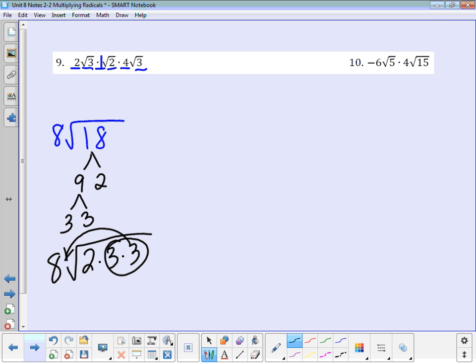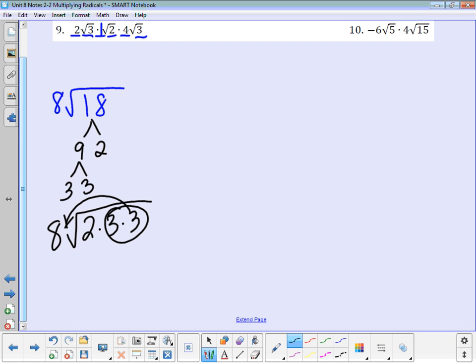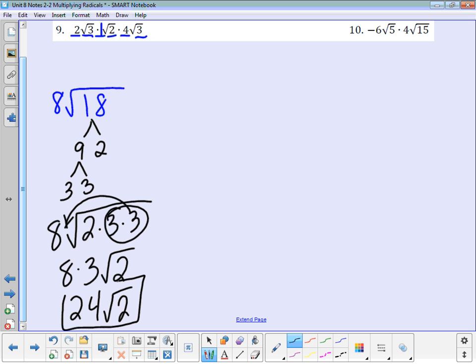Pull out a pair. When I do that, I'm left with 8 times 3 on the outside, and then square root of 2. 8 times 3 is 24, and then we have radical 2. Okay, so 24 square root of 2.